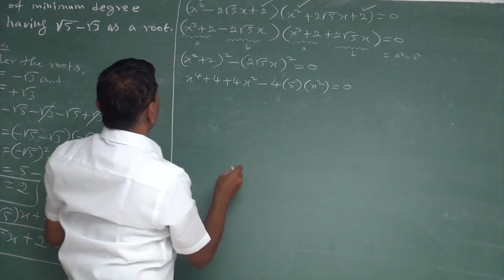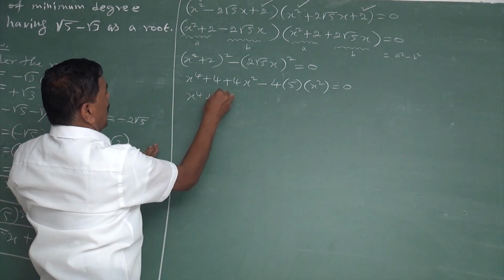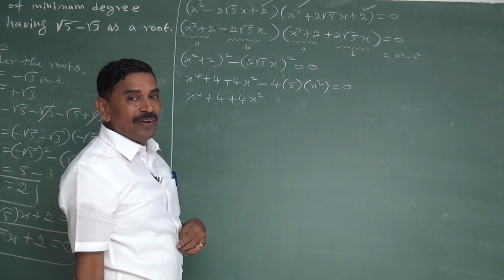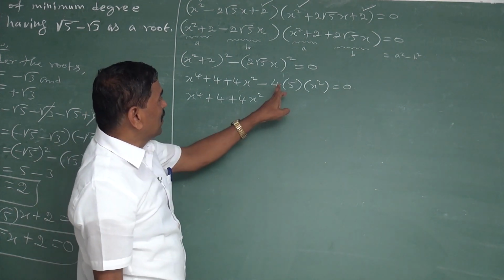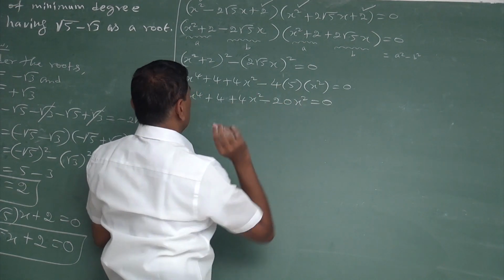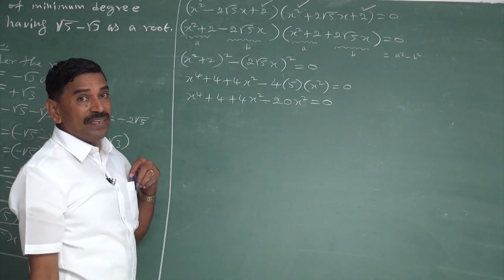Now, again, x power 4 plus 4x square. Next yourself. Last time. Good. 20x square correct. Because 4 5s are 20. Minus 20x square which is equal to 0. Now any idea to simplify?